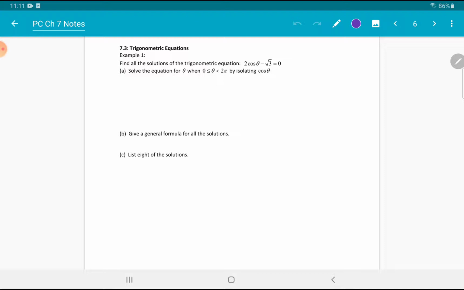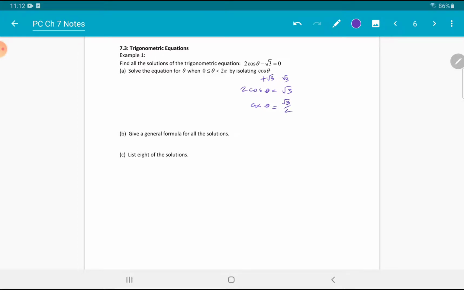Alright, so to tackle this problem, the first thing we're going to do is get that cosine of theta isolated, just like you would with any other kind of equation. So the first thing you want to do is add root 3 on both sides. In doing so, you get 2 cosine theta is equal to root 3. Divide both sides by 2. So you can see that cosine theta is equal to root 3 over 2.